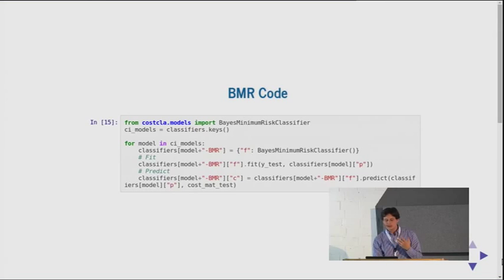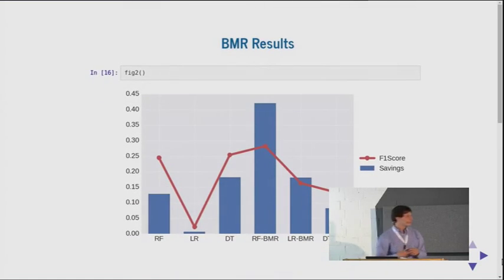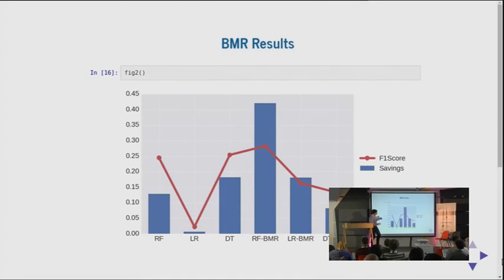Then we evaluate. So I make the comparison of the three models. I mean, the logistic regression, the random forest, and the decision trees, and then each one combining with the Bayes minimum risk. And what is found is quite interesting. First, overall, there is an increase in savings from 17% to 42%. So it's very, very significant, the actual financial difference.